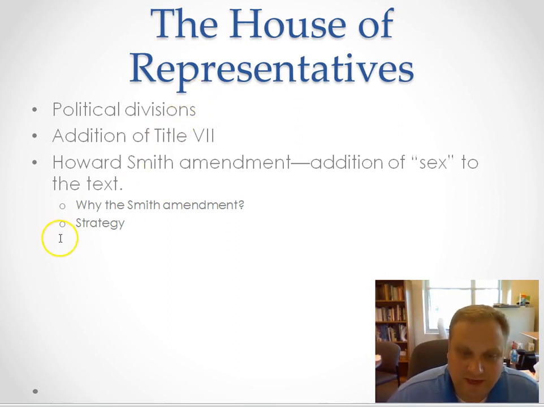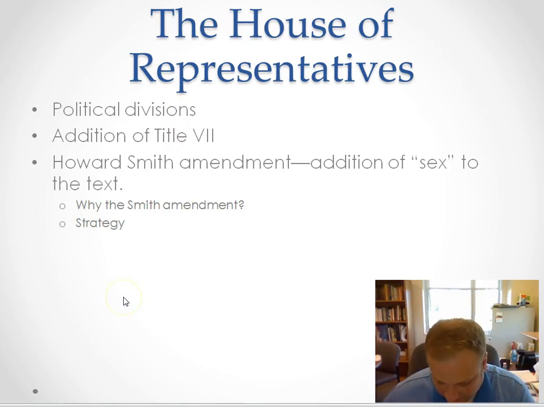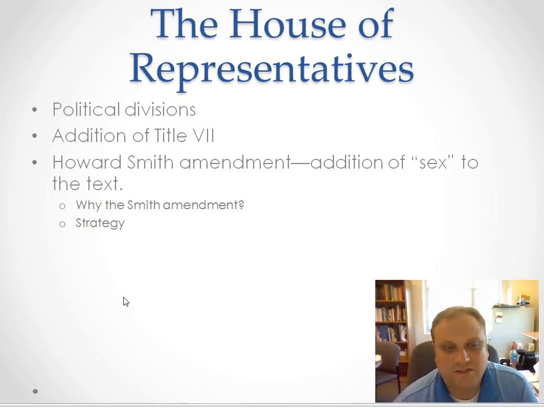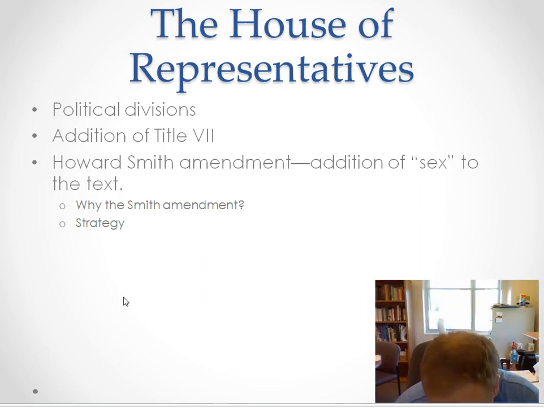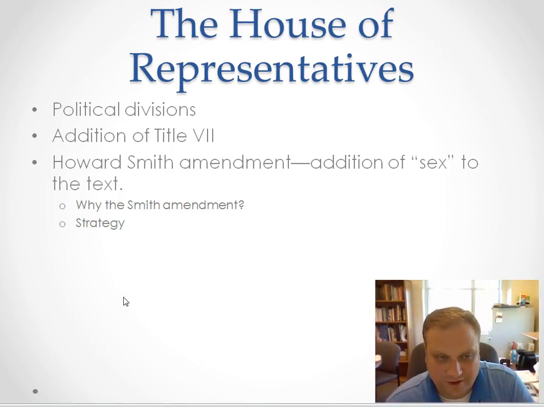There are additions made. The first is what's called Title VII. It has an employment clause that prevents discrimination in employment, and it creates the Equal Employment Opportunity Commission, a federal commission there to implement and to carry out the Civil Rights Act of 1964 and its employment provisions.